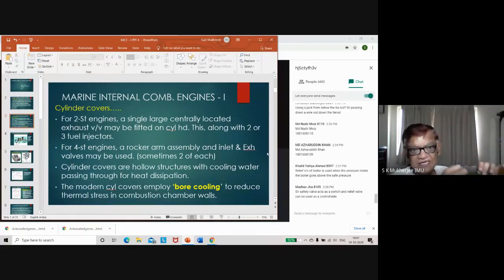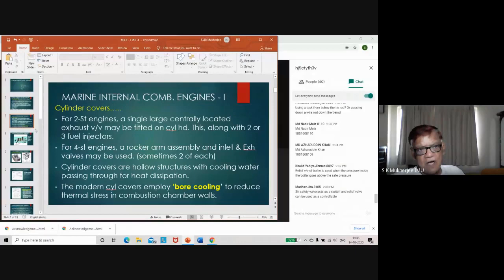Thermal stress arises when one side is very hot and the other side is very cold. Okay. So this side will expand more. This side does not expand. So the whole thing will fracture. This is when physical force comes in and it will fracture. So to avoid thermal stress, bore cooling is employed. Okay. So I hope you understand what I'm talking about. So cylinder covers are subject to bore cooling.